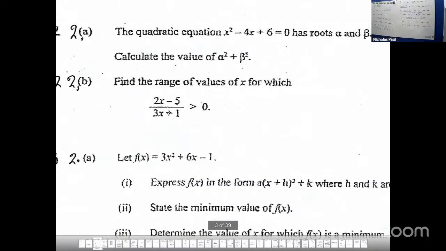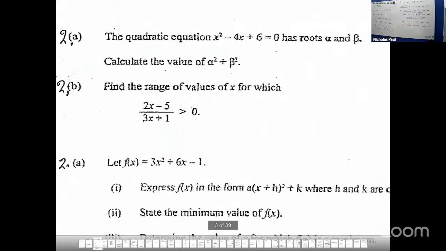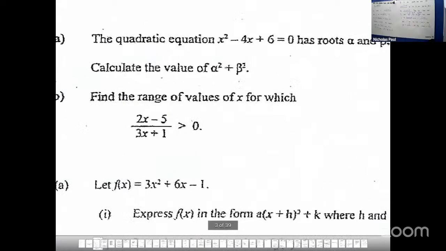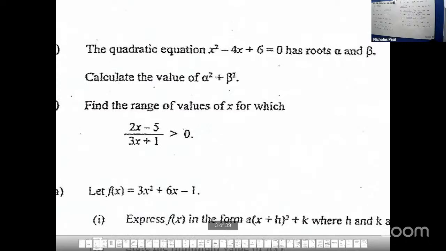Right, let's start here. 2012, number 1 and 2. First thing they want you to do is find alpha squared plus beta squared. Go back to your notes and see how to get this. And then we have a rational. How do we solve a rational inequality again? Multiply by the denominator square on both sides. How we have to do that fast? That's 2012.